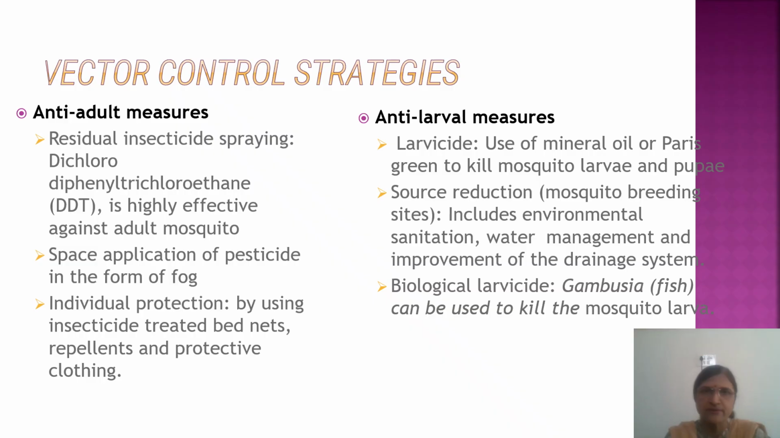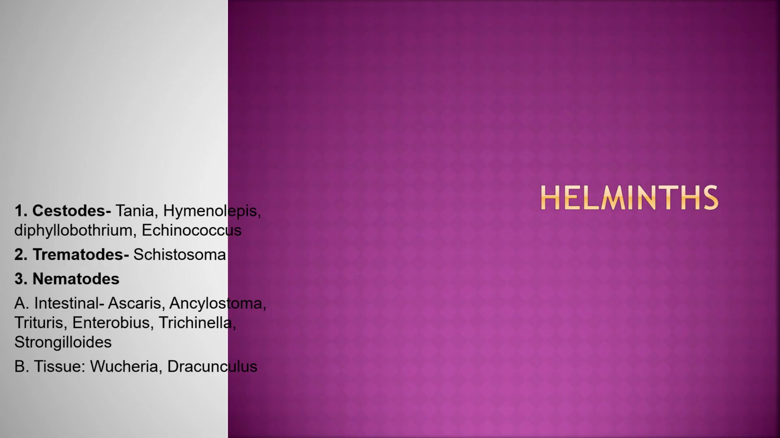You can use that. Hello students, let's study helminths. Cestodes: Taenia, Hymenolepis nana, Diphyllobothrium, Echinococcus. Trematodes: Schistosoma. Nematodes, intestinal: Ascaris, Ancylostoma, Trichuris, Enterobius, Trichinella, Strongyloides. Tissue nematodes: Wuchereria, Dracunculus.